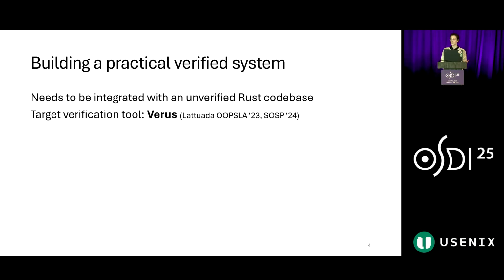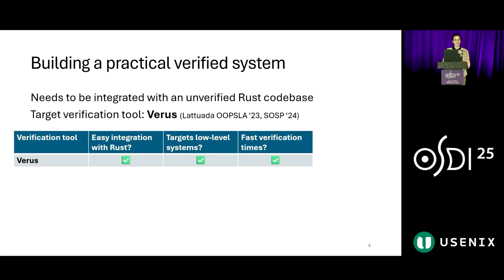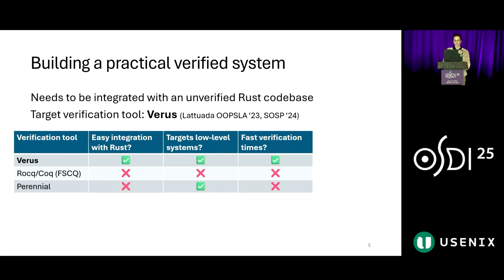And so we chose to use Verus, which you may have heard about at a recent systems conference. It's a Rust verification tool that is designed for low-level systems verification and has really fast verification times. This makes it a lot easier to develop systems and maintain them and have a nice feedback loop there. If we compare Verus to the proof assistants that have been used to build the most similar prior work on verified storage systems, it looks pretty good along these 3 axes.